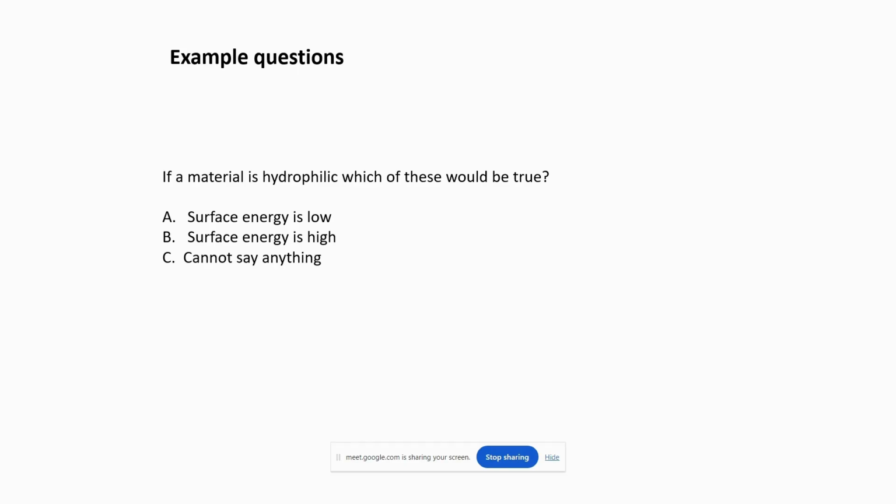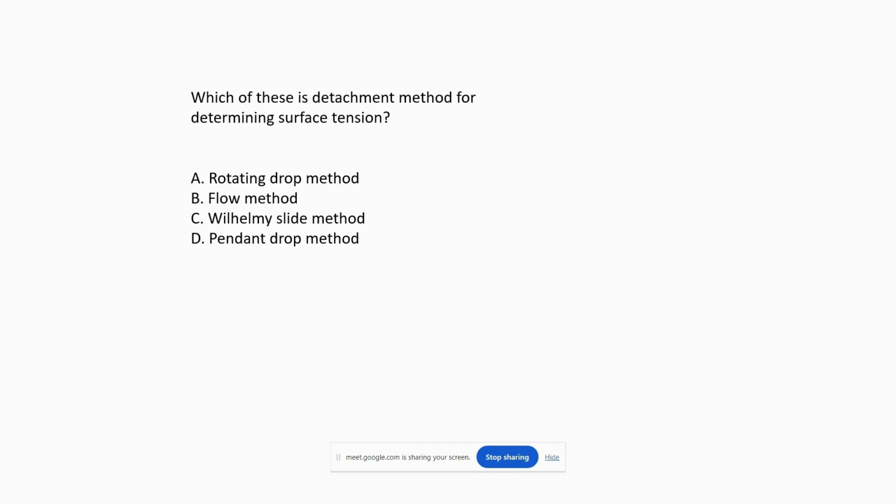So here the correct answer would be surface energy is high. So surface energy is related to the hydrophilicity: lower surface energy, it is more hydrophobic, higher surface energy, it is more hydrophilic. So here the correct answer would be option B. Next, which of these is detachment method for determining surface tension?